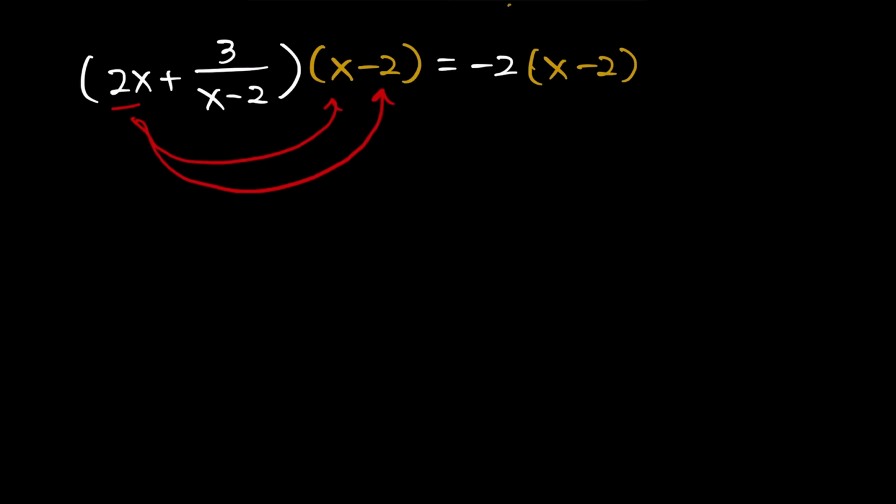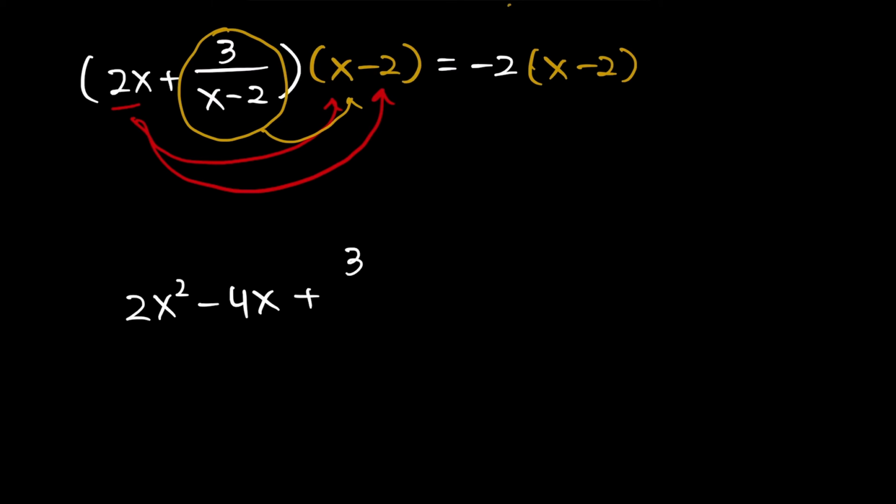So 2x times x gives you 2x squared, and 2x times negative 2 is negative 4x, alright? Now you want to take this part here and multiply it by the whole bracket, right? So what we can do, we can say that is just equal to 3 times x minus 2, the stuff in the bracket, and then divided by x minus 2. So this is the whole point of multiplying by x minus 2, is that now that and that cancel out, right?